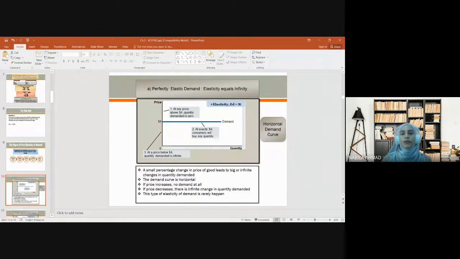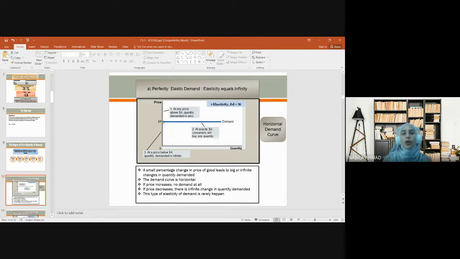Right. So what is perfectly elastic demand? Ya, maksudnya consumer sangat-sangat sensitif dengan perubahan harga. So elasticity equals to infinity. So bila kita lukis curve, kita akan dapat horizontal demand curve. Maksudnya, a small percentage change in the price will lead to a big or infinite change in quantity demanded.